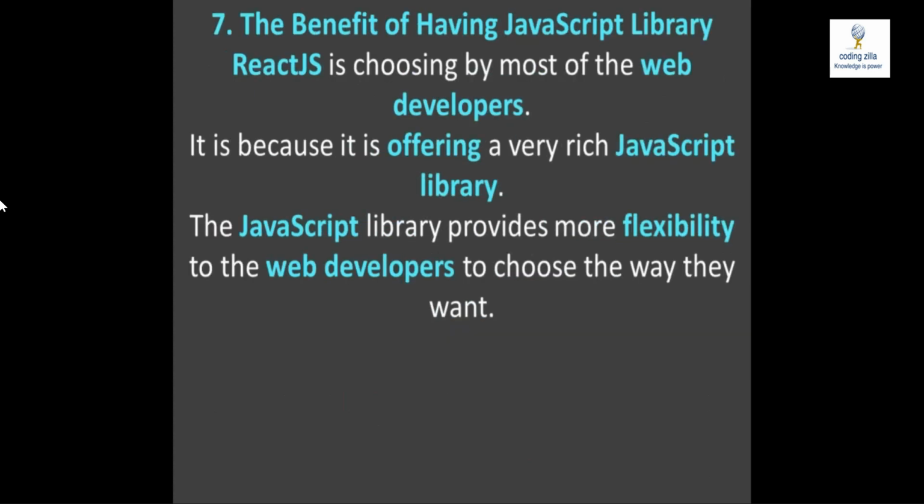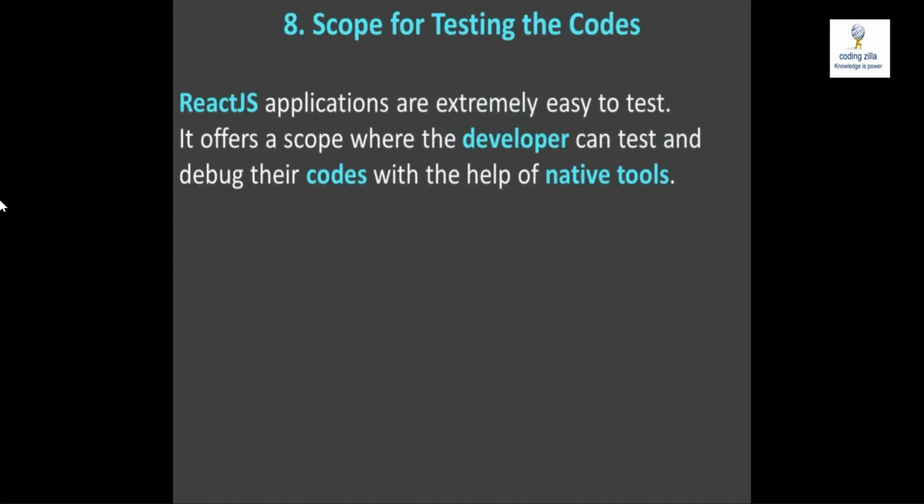The benefit of the JavaScript library ReactJS is that it is chosen by most web developers. It is because it offers a very rich JavaScript library. The JavaScript library provides more flexibility to web developers to choose the way they want. And the scope of testing: React applications are extremely easy to test. It offers a scope where the developer can test and debug their code with the help of native tools.